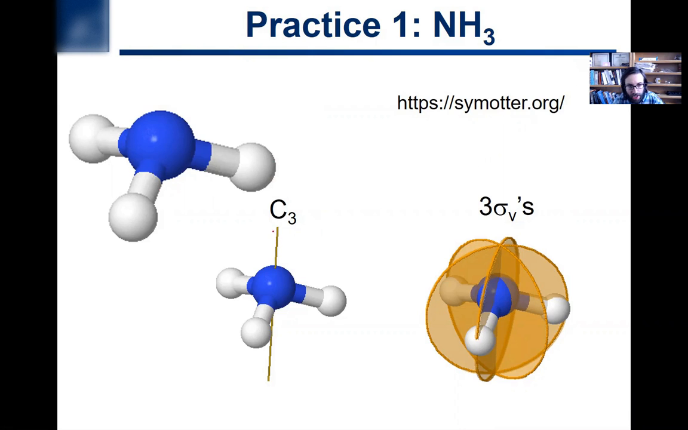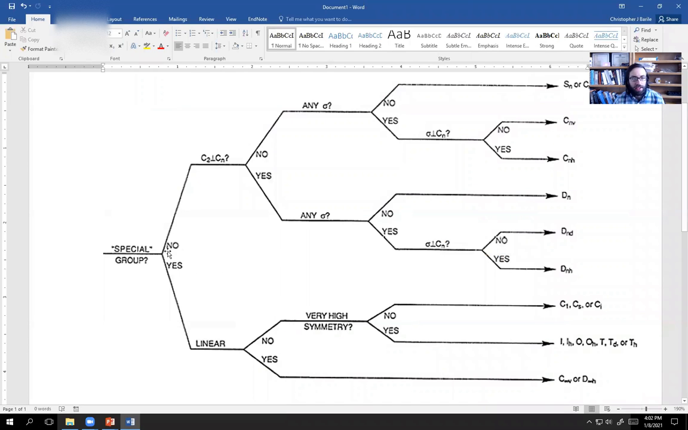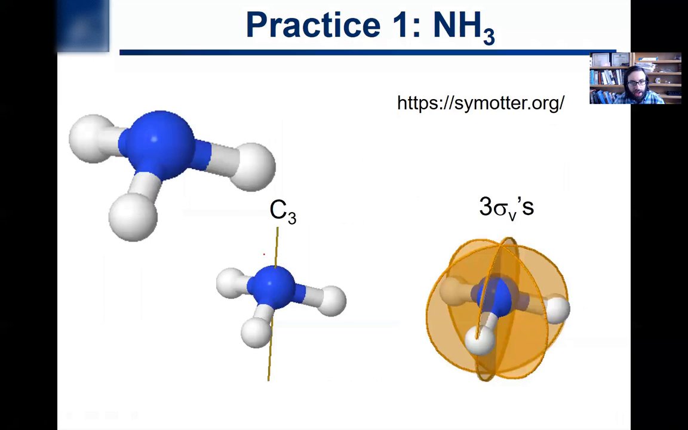So if you look at ammonia, it has a C3, has 3 sigma V's. And so if we're going to use our flow chart to figure that out, we know it's not a special group. It's not linear, super high symmetry, or super low symmetry. So we're going to go this way. And our flow chart says, is there a C2 perpendicular to Cn? Well, all we've identified here is a C3.